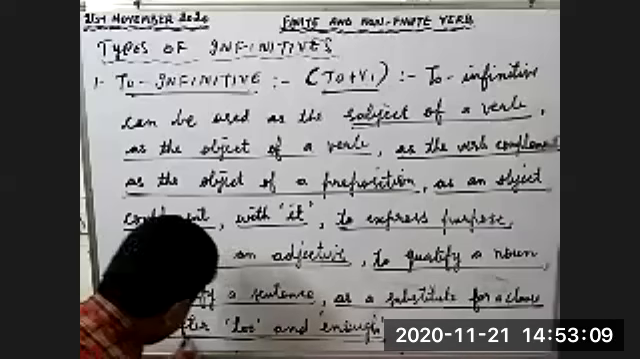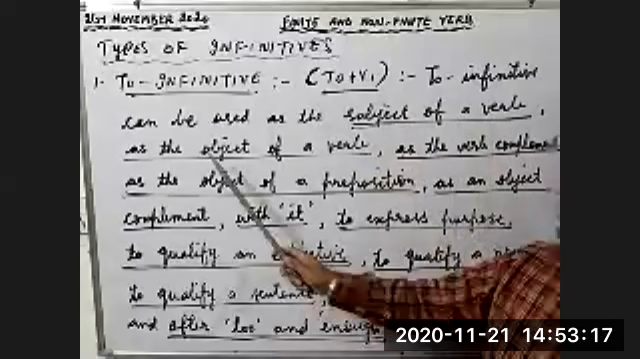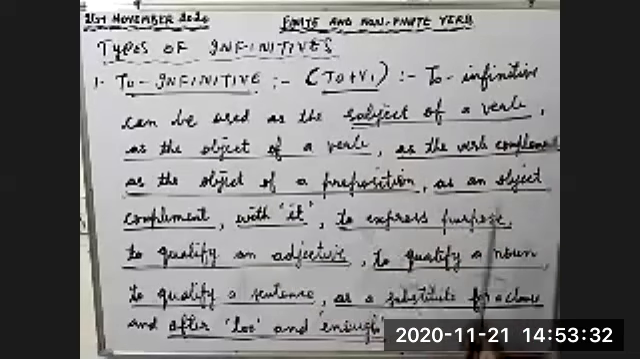Then these are the different uses of to infinitive. So let's see, it can be used as subject of a verb. This is first use. Object of a verb, second use. As the verb complement, third. Object of a preposition, fourth. As an object complement, fifth. With it, sixth. To express purpose, seventh. To qualify an adjective, eighth. To qualify a noun, ninth. To qualify a sentence, 10th. As a substitute for a clause, 11th. And after to and enough. These are the uses of to infinitive. To infinitives can be used in these ways.